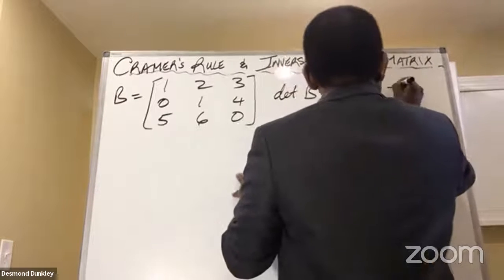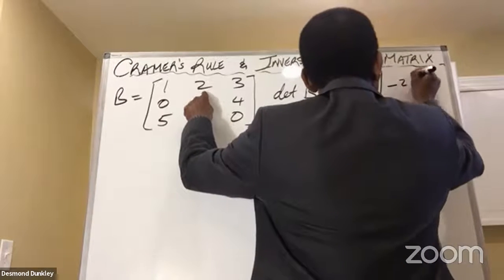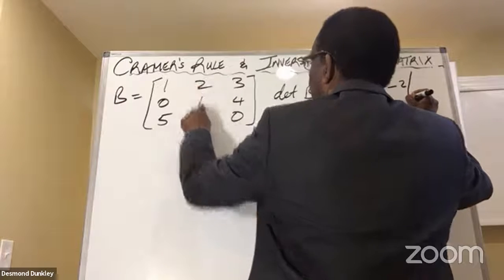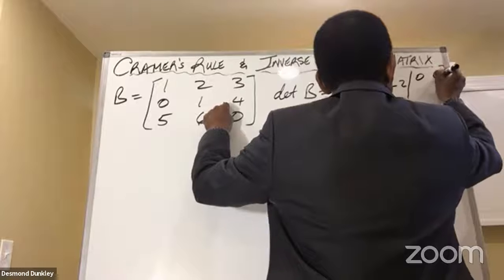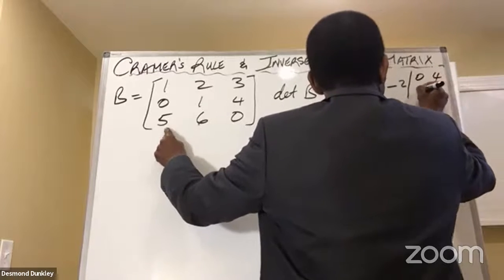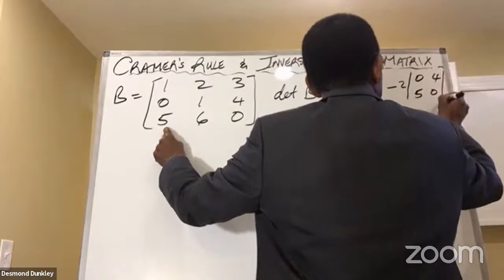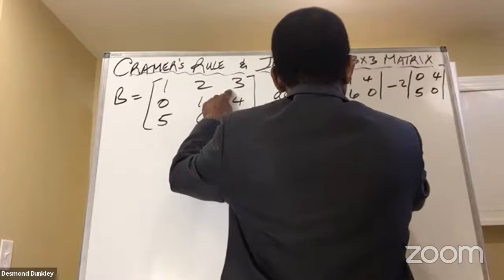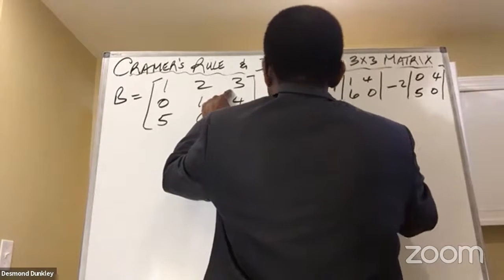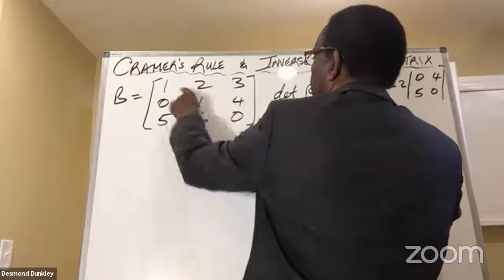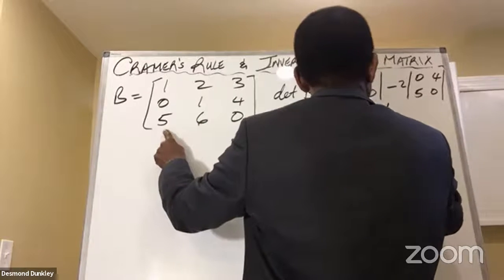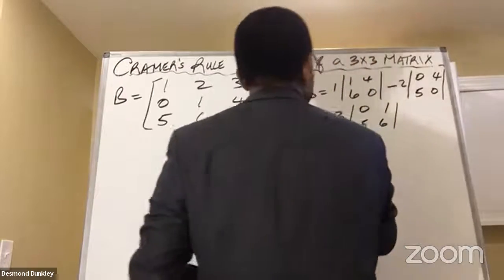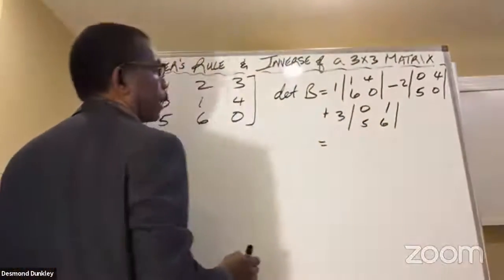Minus 2 times, cancel this column, cancel this row, we end up with 0, 4, and 5, 0. And then plus 3 times, cancel this column, cancel this row, with 0, 1, 5, 6. When we simplify that, what do we end up with?